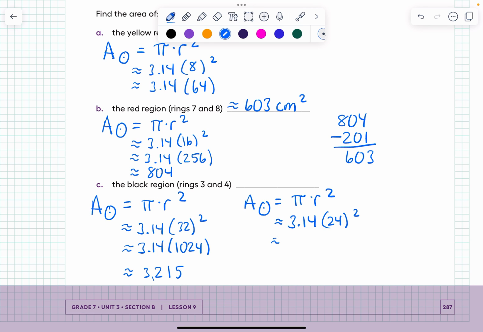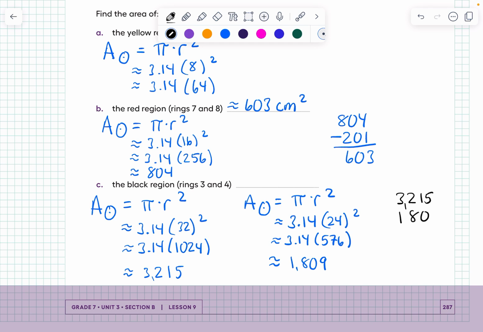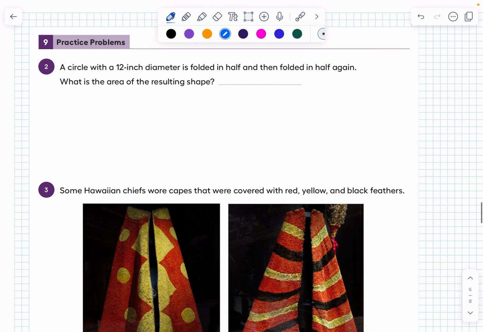24 squared is 576, and 576 times 3.14 is 1,809. So now what we have to do is take those two areas and subtract, for an approximate answer of 1,406 centimeters squared. Woo! This was a long problem. All right, let's move on to number 2.